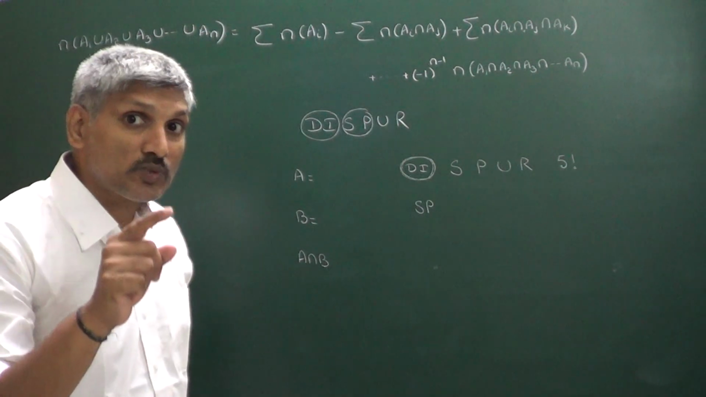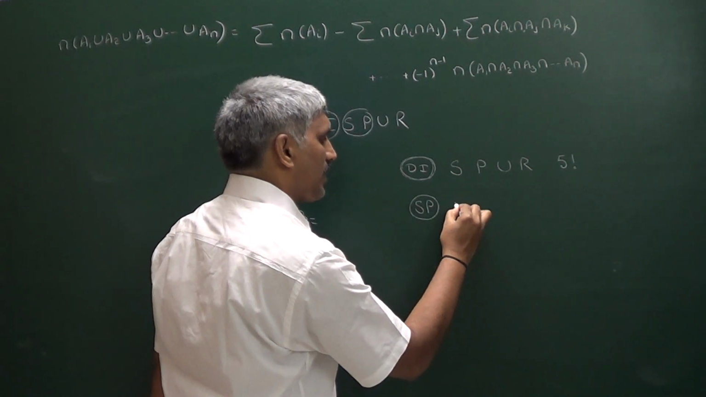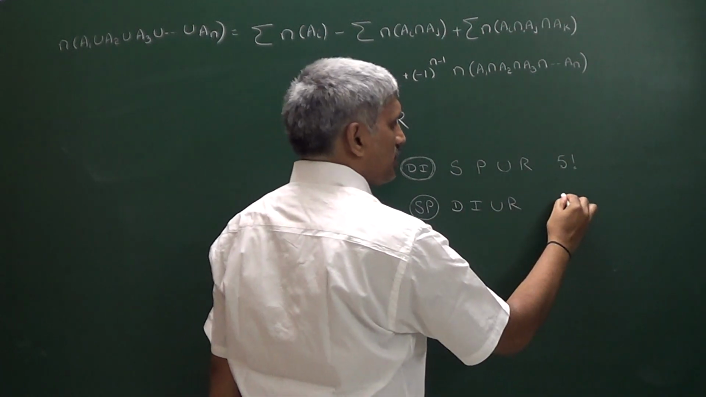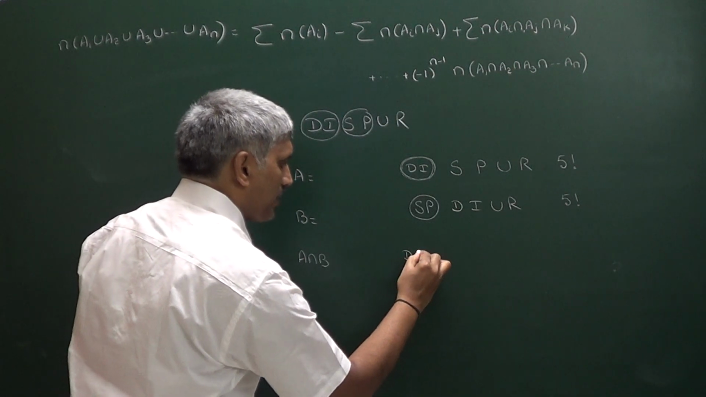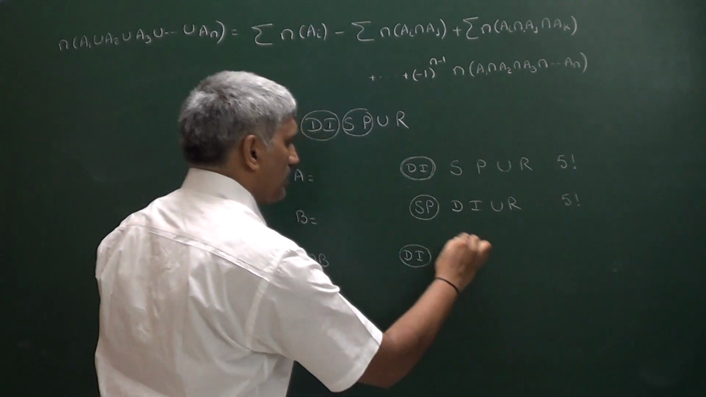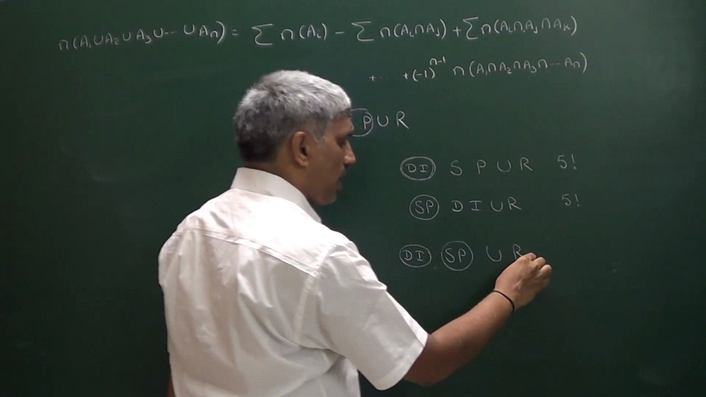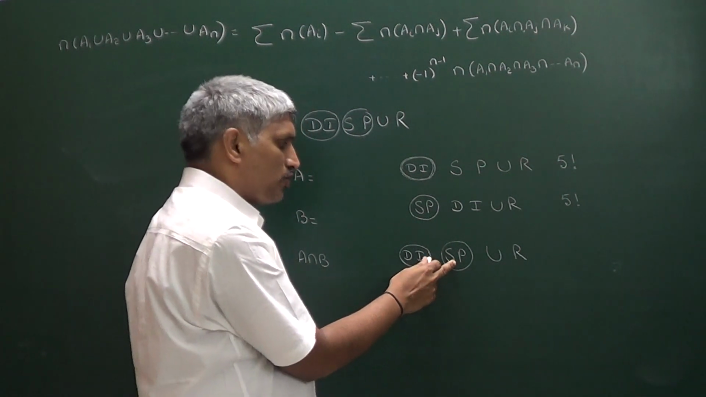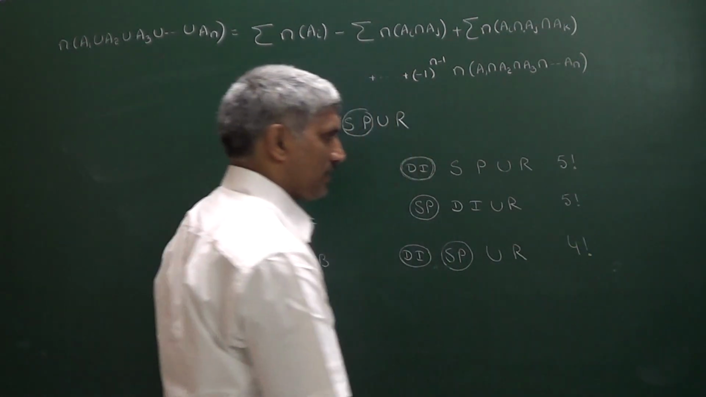Next, what is it saying? SP has to appear. So forward, take SP as a single unit, remaining D, I, U, R. So they can be arranged in 5 factorial ways. Next I am finding DI appears, SP also appears. Now what are the remaining? We have U, R. So this one we consider as one unit, this one as another unit. 1, 2, 3, 4. They can be arranged in 4 factorial ways.